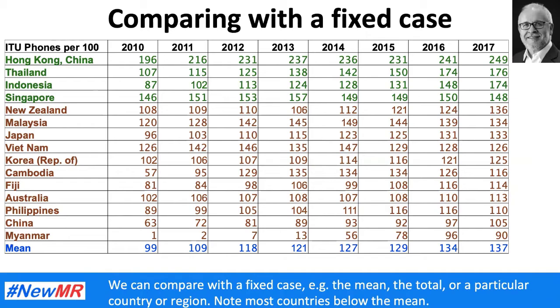And then I've used some colors to help those comparisons. So the greens are the countries where there are more phones in 2017 than is the case with the mean. And the brown are those where there is less than the mean. And the first thing that immediately strikes our eye is there are many more countries below the mean than there are above the mean. And that's because the ones that are above the mean, in particular Hong Kong, Thailand, and Indonesia, are a long way above the mean.